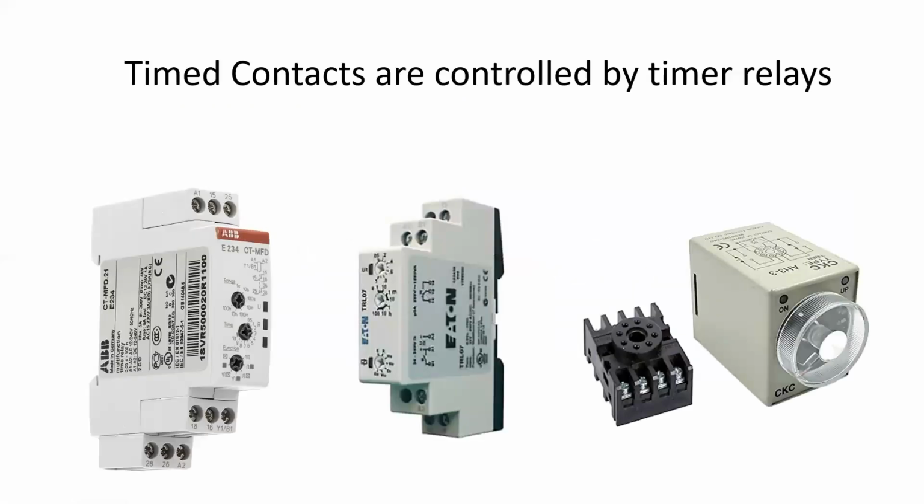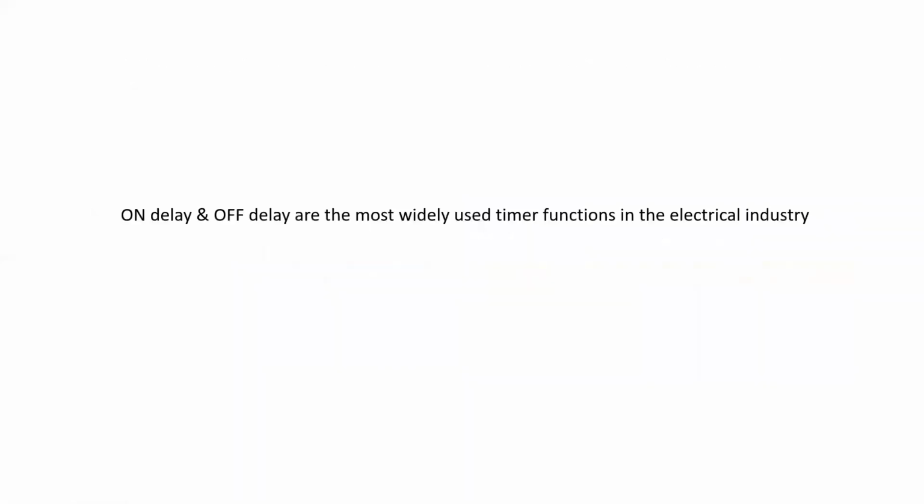Timed contacts are controlled by timer relays. The typical contact functions that we see for timed contacts are on delay, off delay, one shot, interval, and there are many, many others. On and off delay are the most widely used timer functions in the electrical industry, and so we need to have a fairly good idea as to how they function.